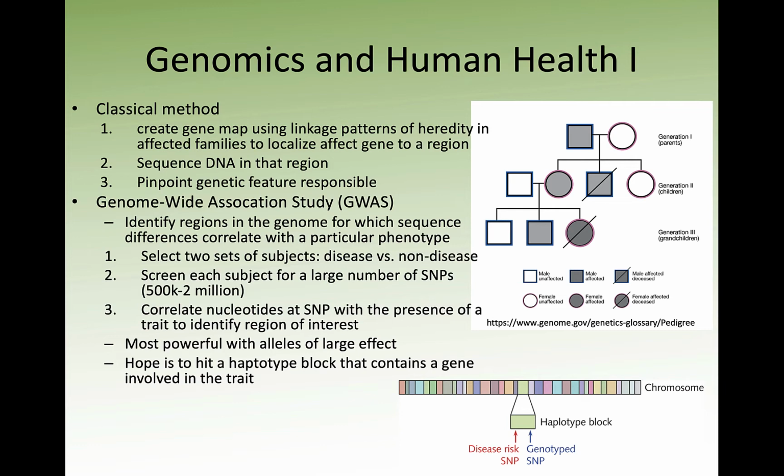So, we're only looking at 500,000 to 2 million actual locations in the genome. Of course, the human genome is 3.3 billion bases long. We're not going to be able to sample every single base with this type of methodology.